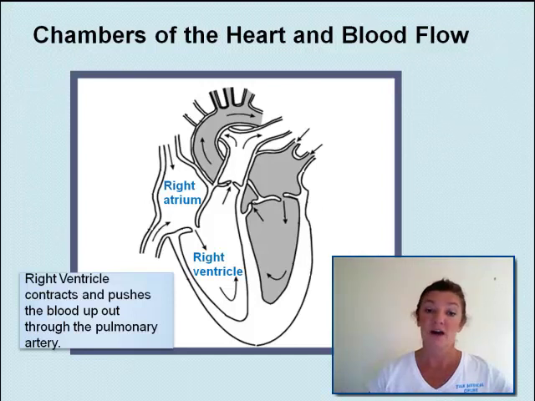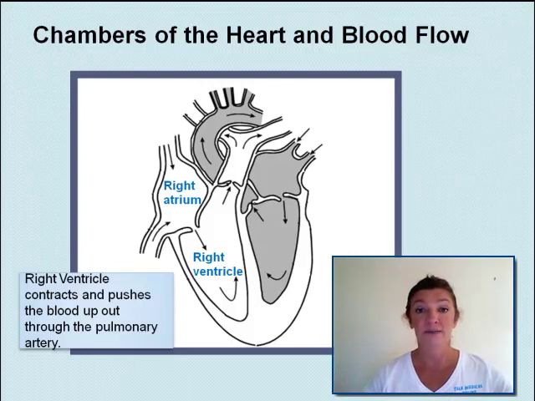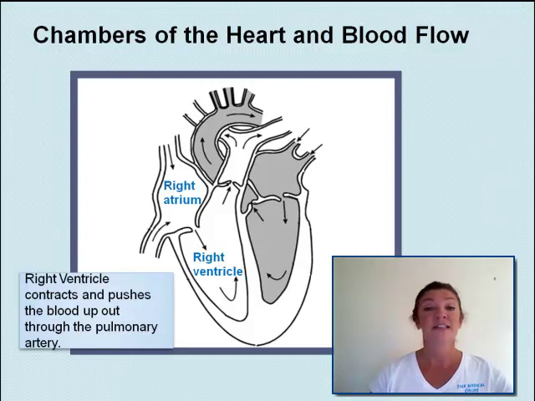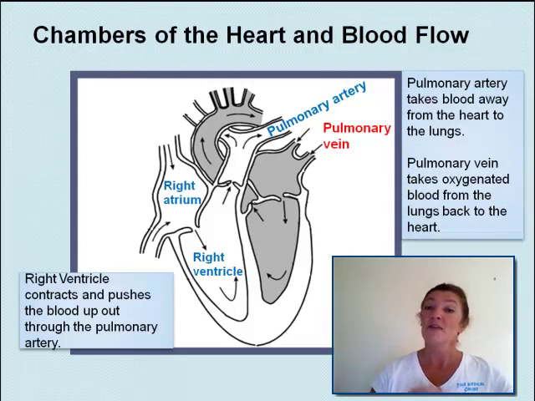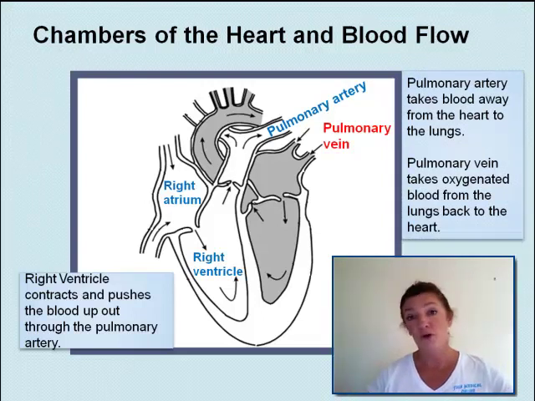On the right side of the heart the blood is holding deoxygenated blood. This blood is then pumped to the lungs via the pulmonary artery, where the carbon dioxide in the blood is dropped off and a fresh supply of oxygen is picked up. From the lungs, the blood returns to the heart via the pulmonary vein and enters the left atrium.